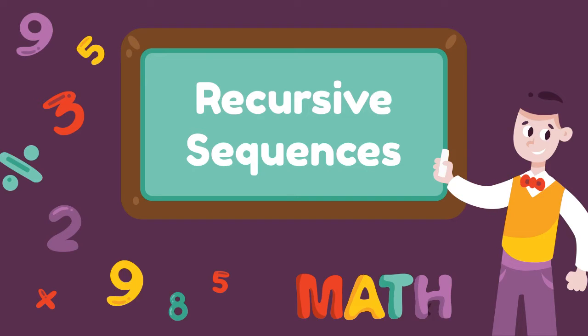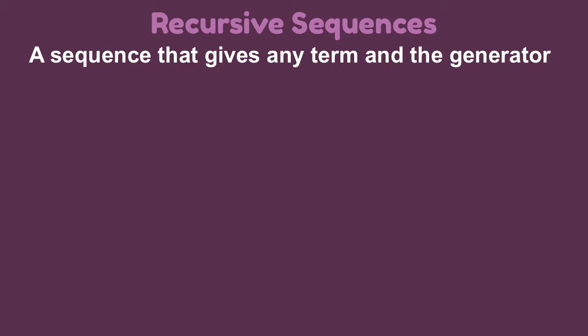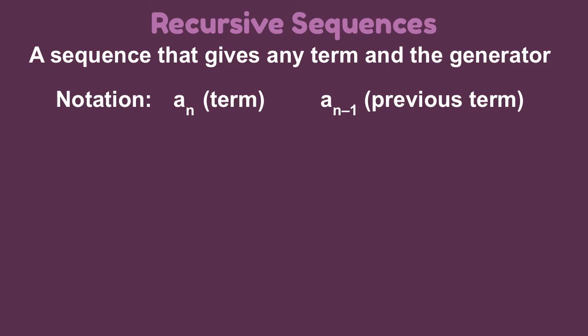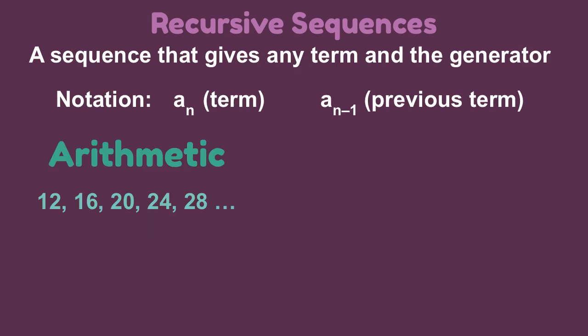This video is on recursive sequences. A recursive sequence is a sequence that gives you any term in the sequence and also the generator. So the notation for this is going to be a sub n, which is just your term that you're on, and then a sub n minus 1 is going to represent the previous term.